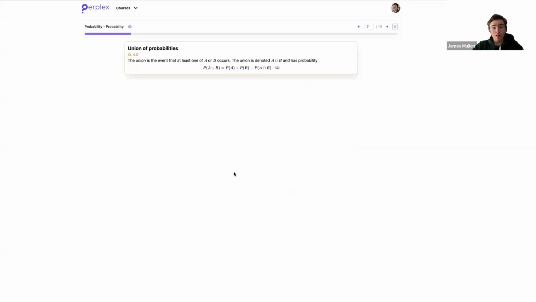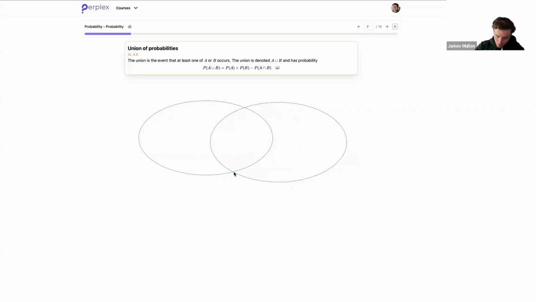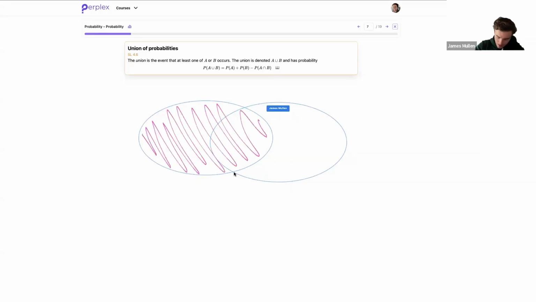Next. Now, the union of probabilities. This one is going to be good for a Venn diagram as well. If I have two events A and B and I'm interested in the probability that either of them occurs, what I'm interested in is this total area, everything in my little Venn diagram. Now, I can say that that is going to be the sum of two areas. I can add up this area, and then I can add in this area.